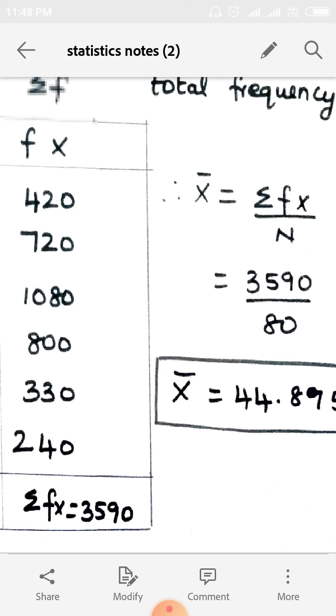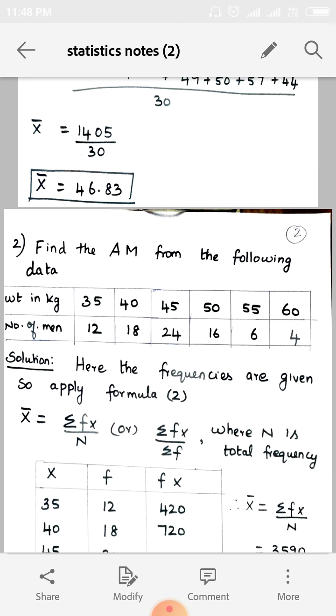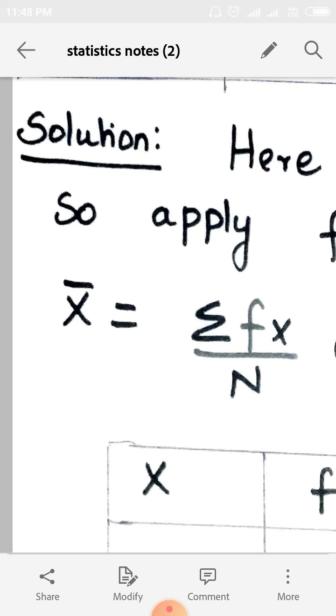Therefore, x bar is 44.875. This is the second type. That is, the x values are given and the frequencies are given. How can we find the arithmetic mean? This is the second type, discrete type. So we have to apply the second formula. What's the formula? Here the formula is x bar is equal to summation fx by n.